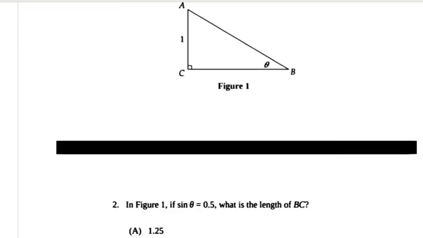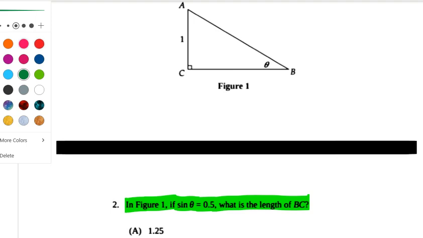Okay, moving on to our second question. The diagram is given on top. It's given that in the figure 1, concentrate on the question that's written down here. In the figure 1, if sine theta is equal to 0.5, what is the length of BC? So let's go ahead and find out the answer to this question.